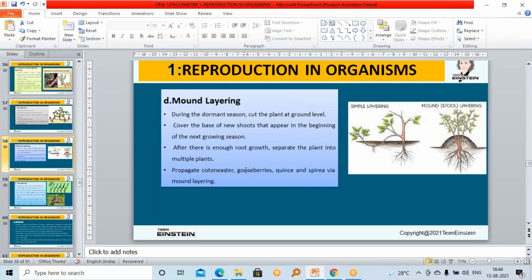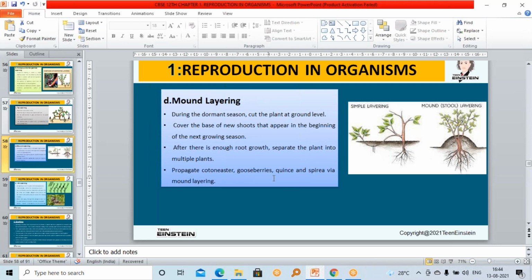And gooseberries, quince, sorry, not quinine, quince, a different plant. And fruit trees like apple. All these are done by the mound layering method. Okay, the mound layering is clear.